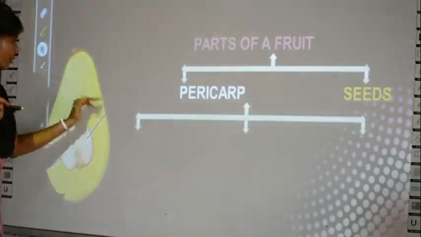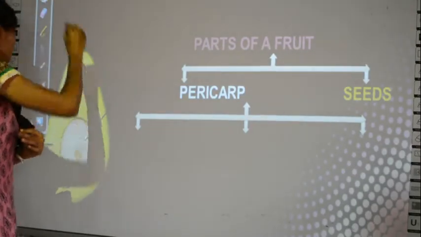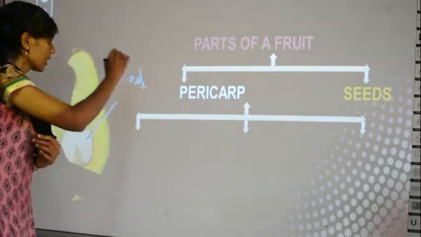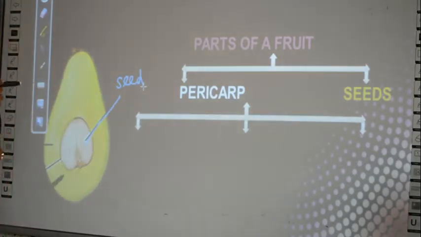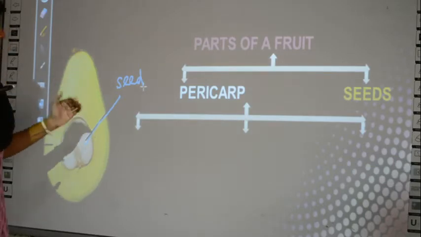So in this picture, which is the seed? This is the seed, right? The center portion is the seed. And this is the pericarp. The yellow color region is the pericarp. This is fully pericarp. Okay.